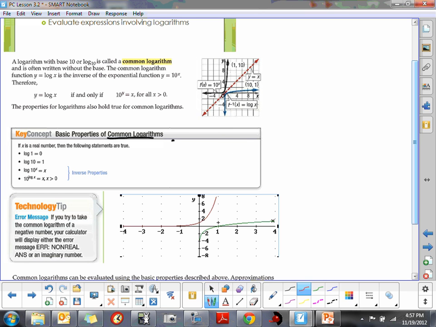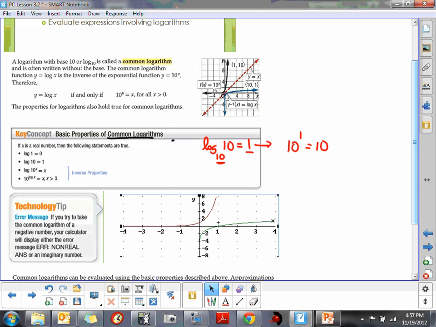The next one is the common log of 10 is equal to 1. Again, remember, common log is base 10. If we rewrite this using exponents, it says 10, the base of the logarithm, raised to the exponent of 1 has to equal our antilog, which is 10, and 10 to the first is 10, so that is true.